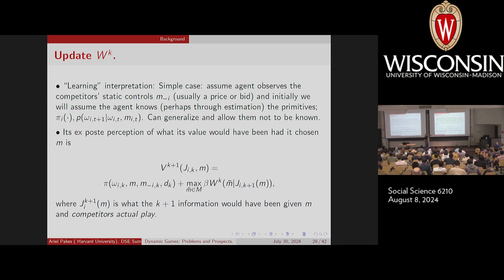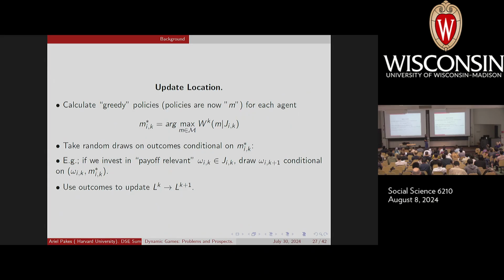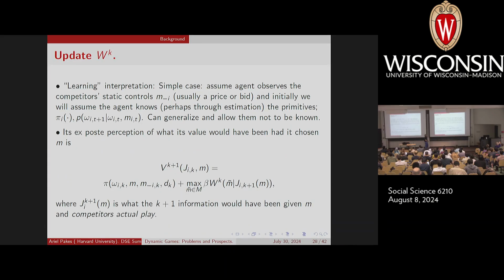I started out in memory with these w's, a w0. I update them sequentially, and at every future state, when I get there, I can compute what the value would have been, or what the value is for every m.